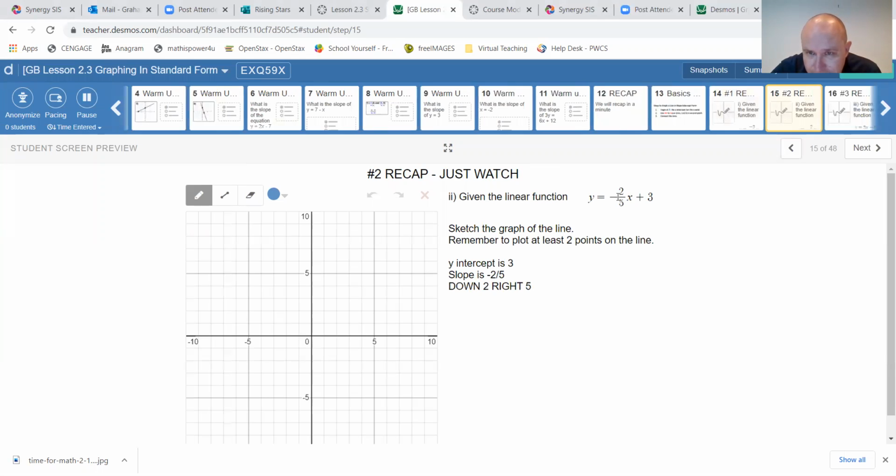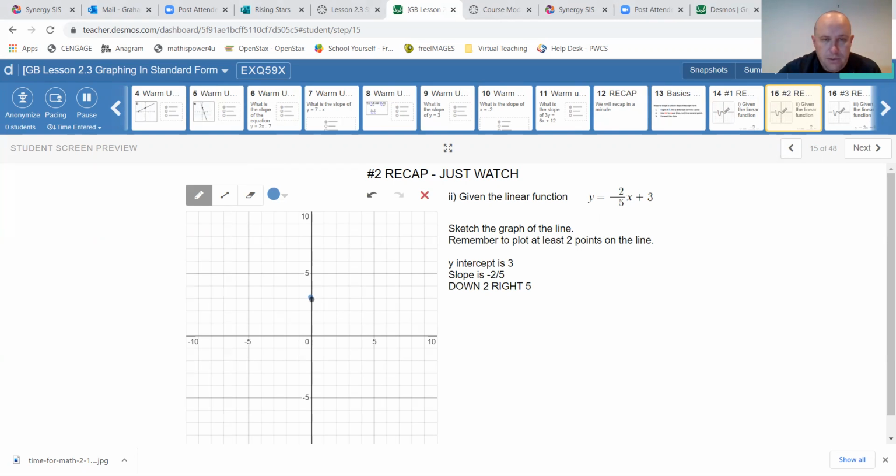-2/5. That's not easy to see that negative there, unfortunately. It must have just merged in a little bit. I didn't notice that while I was adding it. Now, the number without the x, though, is the 3. So that's where I start from on the y-axis. 1, 2, 3. -2 over 5, the negative only applies to the top number, not the bottom number.